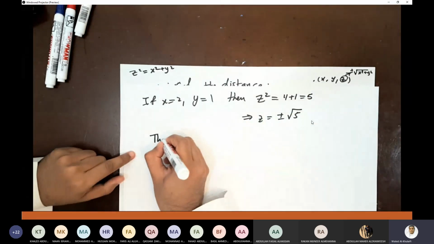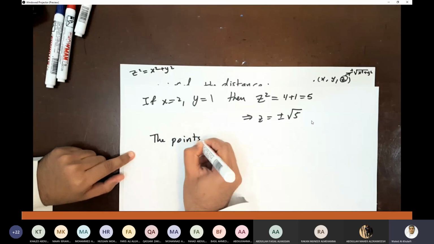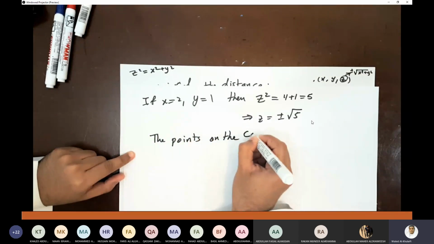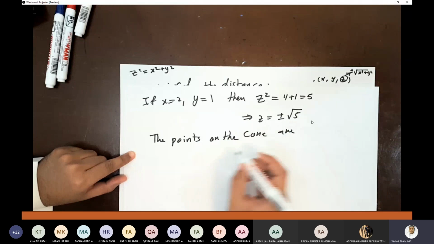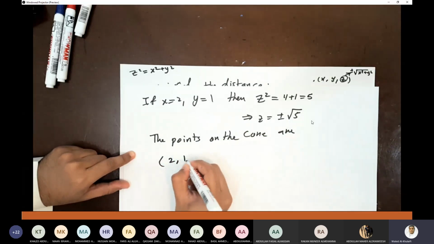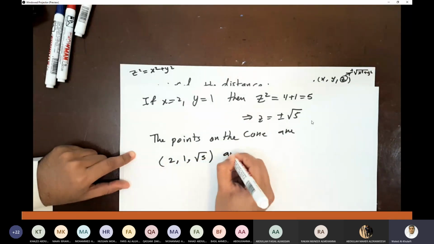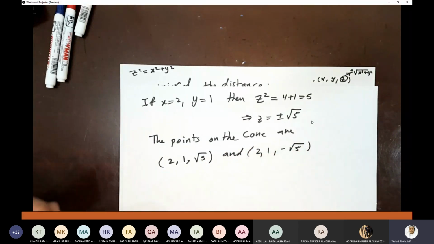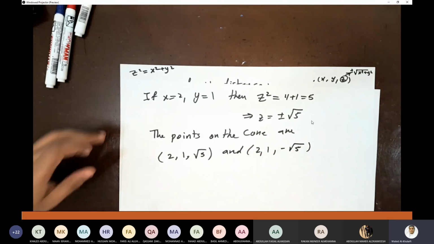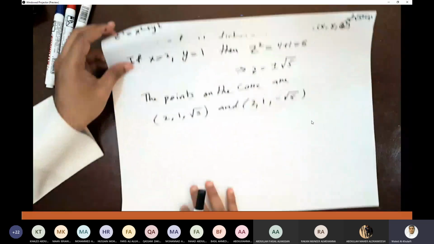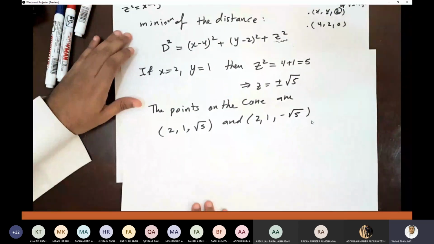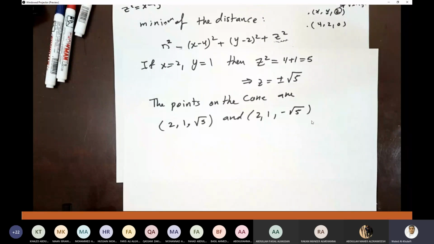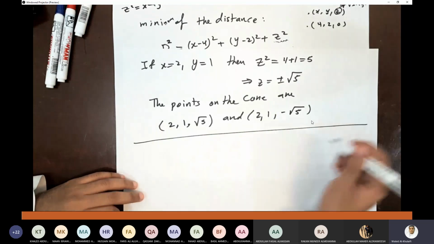So the points on the cone are 2, 1, square root of 5 and 2, 1, minus the square root of 5, because you have 2 points on this cone that are closest to the point 4, 2, 1, 0. And done. Any question here?